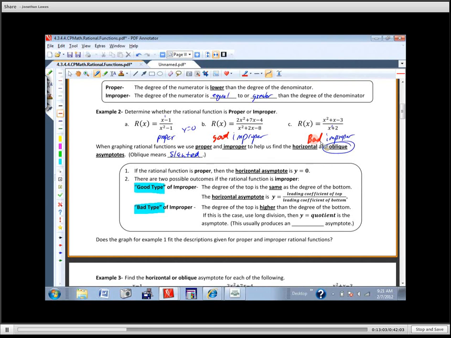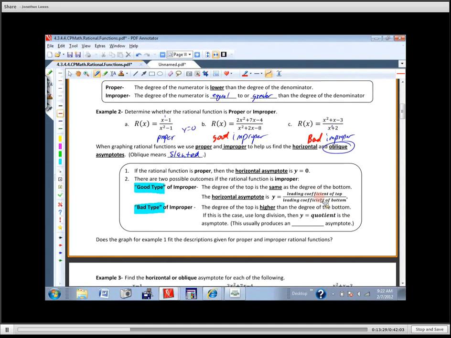Okay? Now, I'm not trying to make the rational expression feel bad or anything like that. I just don't like dealing with those when they're the bad type of improper. Okay? So here's the good part. If it's the good type of improper, then the horizontal asymptote is y equals the leading coefficient of the top over the leading coefficient of the bottom. Leading coefficient of the top over the leading coefficient of the bottom.